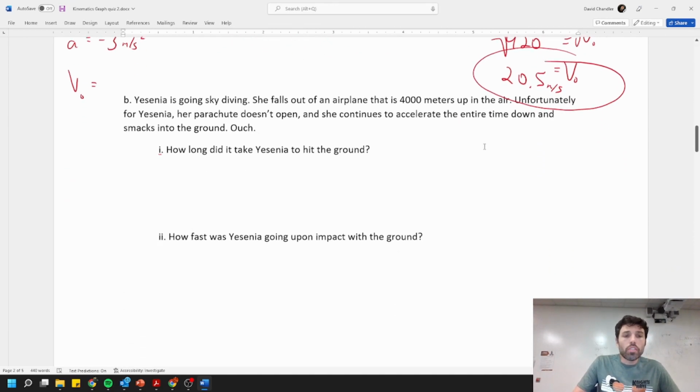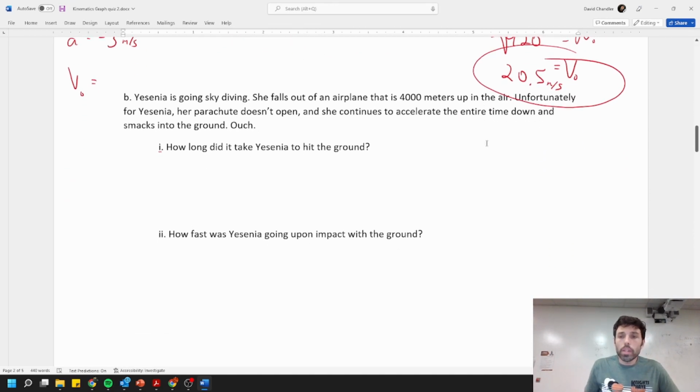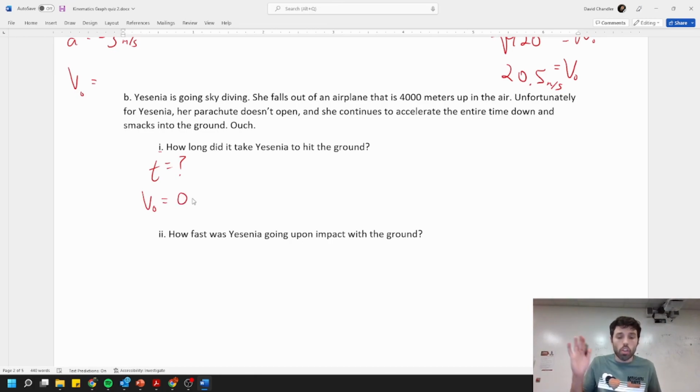Part B, Yesenia is going skydiving. She falls out of an airplane that is 4,000 meters up in the air. Unfortunately for Yesenia, her parachute does not open, and she continues to accelerate the entire time down and smacks into the ground. Ouch. How long did it take Yesenia to hit the ground? Looking for time here. All right, our initial velocity is 0 because she just falls out of the plane. She's not launched or propelled in any way. She just dropped. Our delta x is negative 4,000.